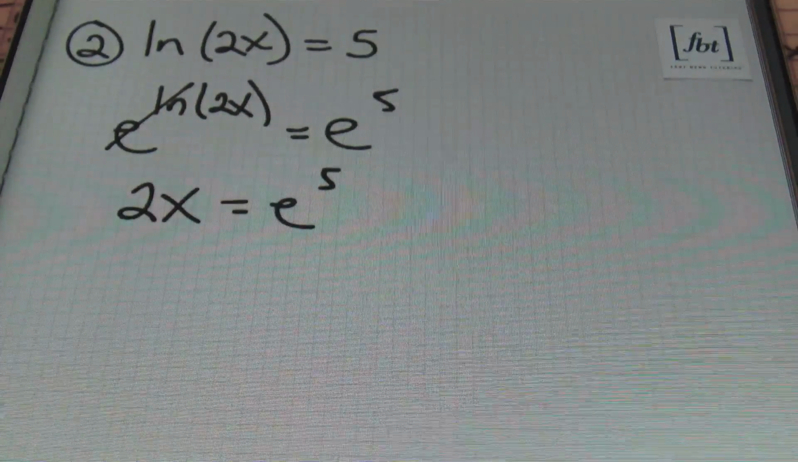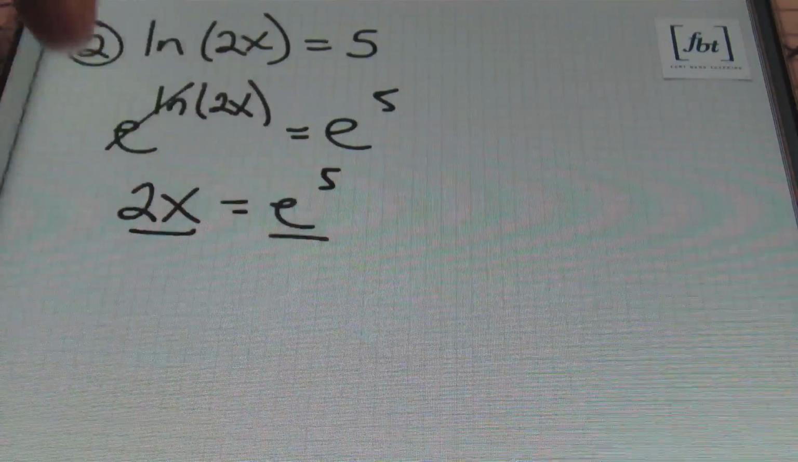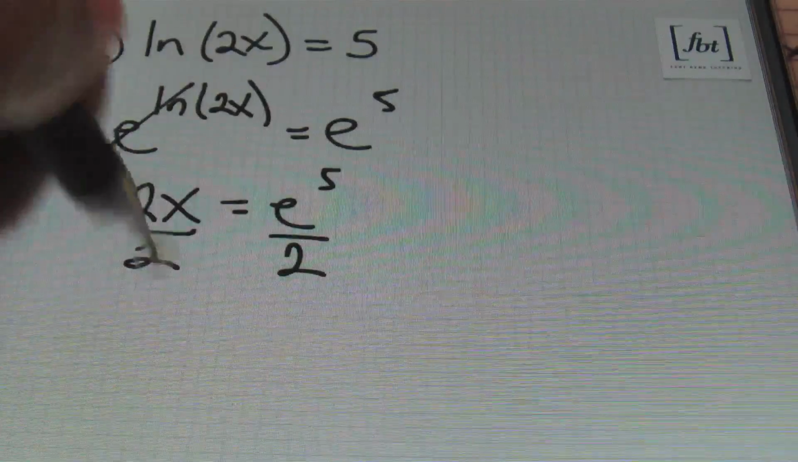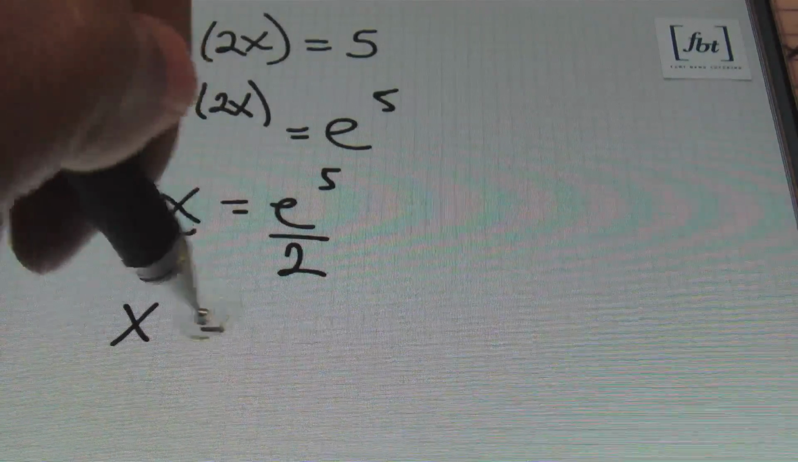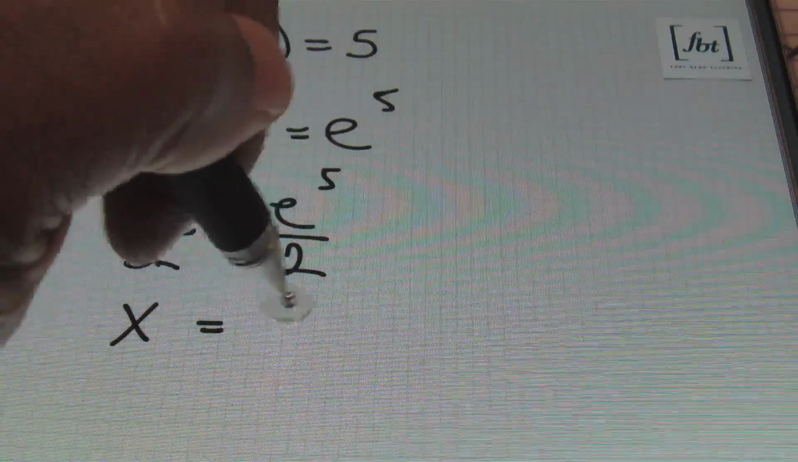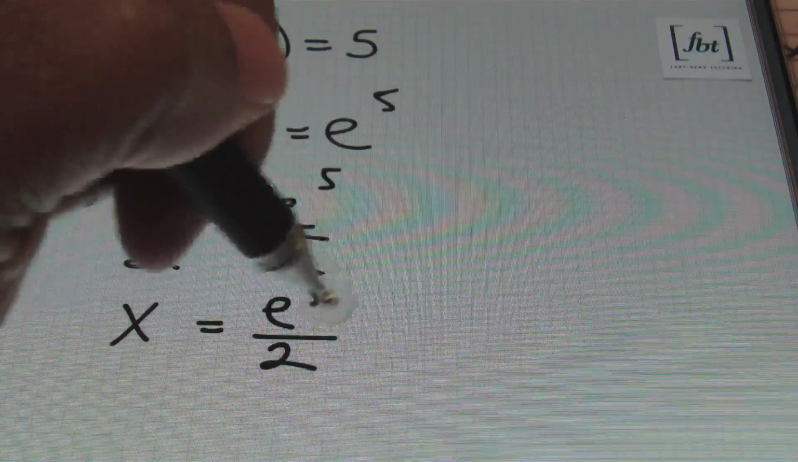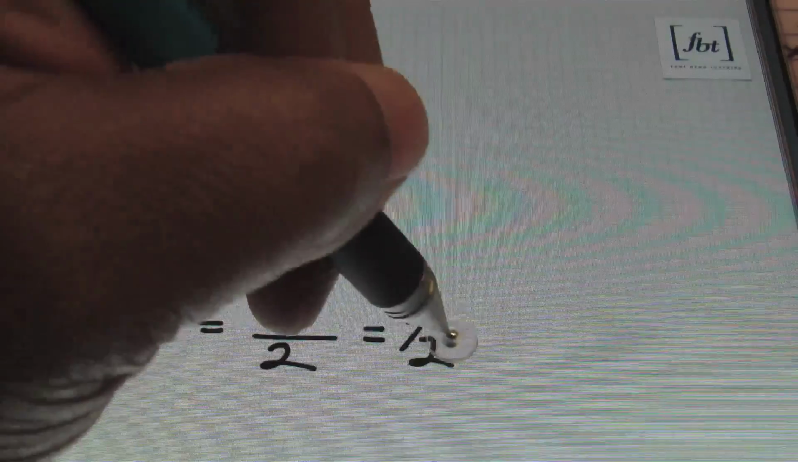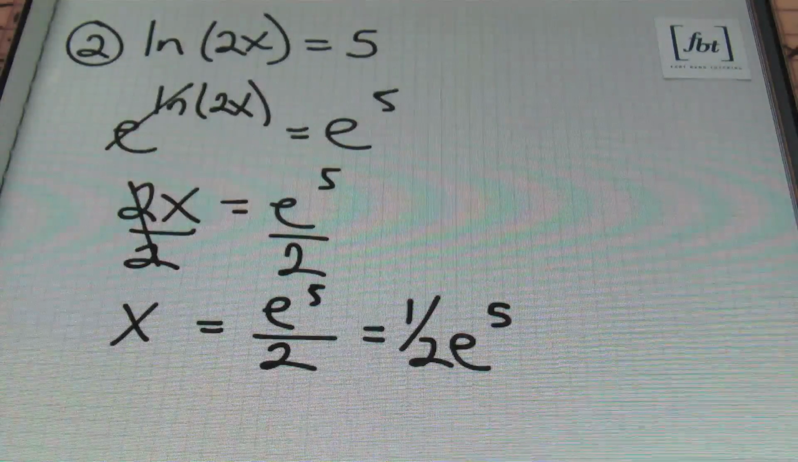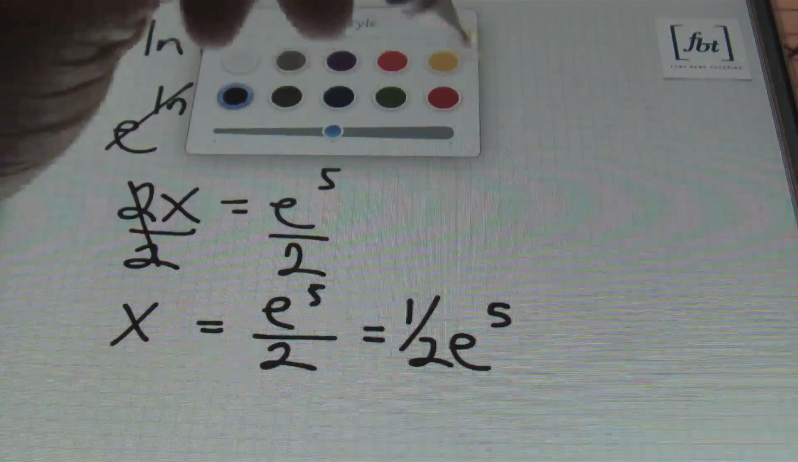Then, solving for x, I'll be dividing both sides by 2. So dividing both sides by 2, I now have a result that reads x is equivalent to e to the 5th power divided by 2. Or you could even write it as 1/2 e to the 5th power. Either way is fine, ladies and gentlemen, and that's your answer.